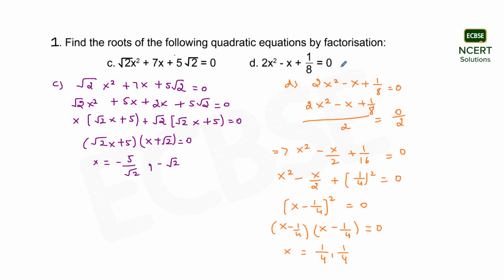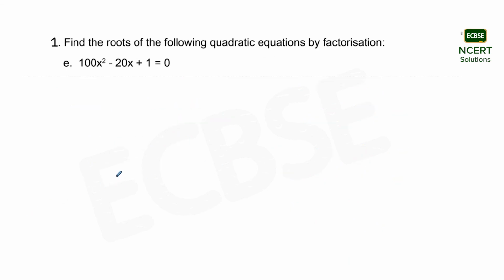So 1 by 4 is the root of the equation 2x square minus x plus 1 by 8 is equal to 0. It means the graphical representation of this very quadratic equation will definitely cut the x-axis at one point, because these 2 points are not different but the same value, that is 1 point itself. So that equation will be cutting the x-axis at one point whose value is 1 by 4. So this is what the roots of this equation mean, or I can say the values of x represent for this very equation.